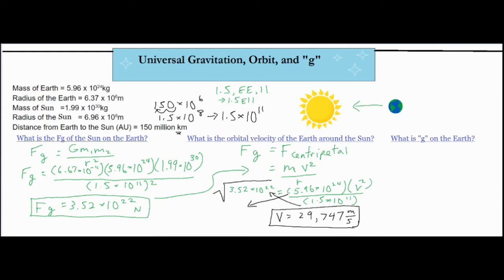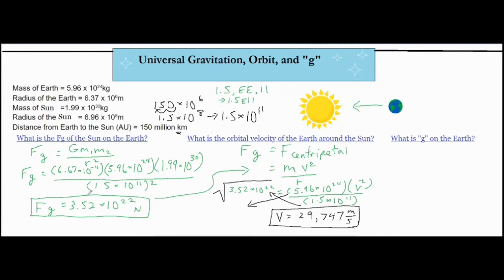So I went ahead and plugged those in, and what you can do is some cross multiplying. You can take the 1.5 times 10 to the 11th, flip it up and over here. So you're multiplying the R value by your force over here. You're taking your mass, dropping it underneath, and then dividing it by 5.96 times 10 to the 24th. And then you're finishing it off by square rooting it. So there's 3 algebraic steps there.